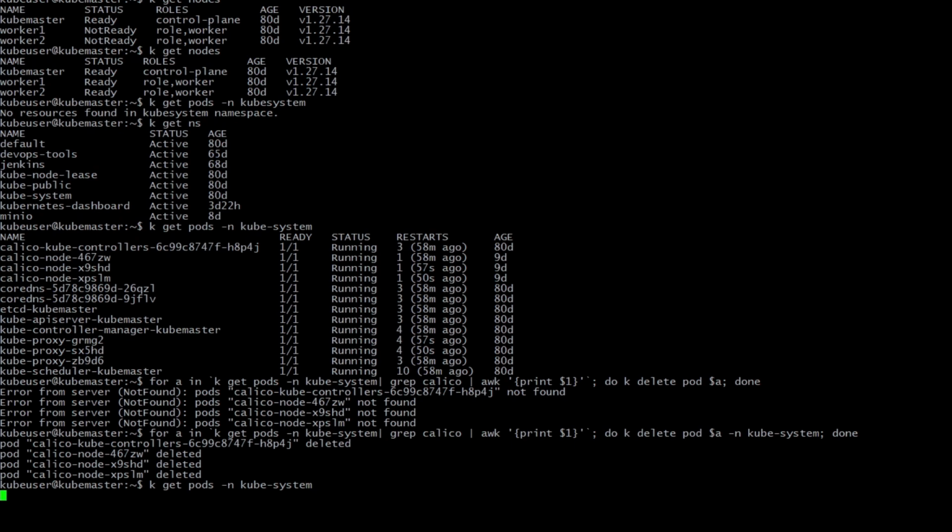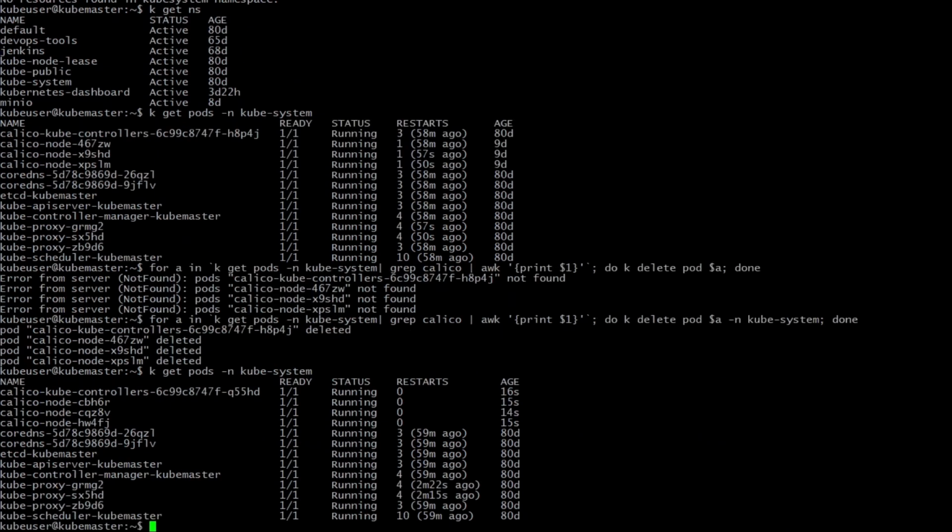Let's do that. Once the Calico pods are back up, your cluster is ready to be used. The same method will work for other CNIs like Flannel.